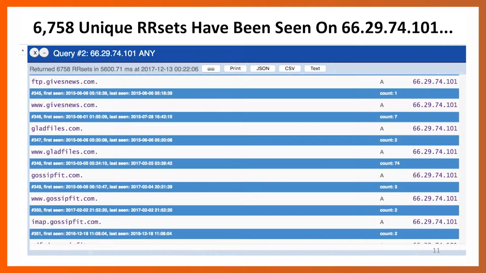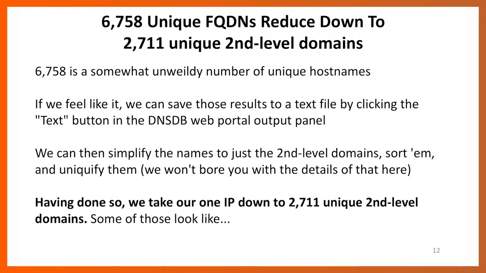66.29.74.101. We can then pivot through that IP address to see what else has been seen on that IP address. In this case, we find 6,758 unique answers that have been seen on that IP address. That's a lot of results.